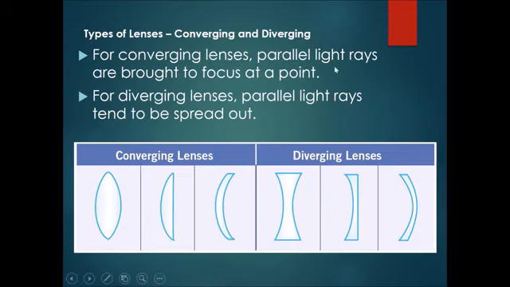If you have ever tried to focus the sun's rays using a magnifying glass, then you have actually seen one of these lenses. However, diverging lenses are slightly different. Parallel light rays tend to be spread out, which means that if the light rays go in parallel, when it comes out, they will actually spread out. Many of you probably have a set of diverging lenses with you, which is a pair of spectacles. These would be diverging lenses.